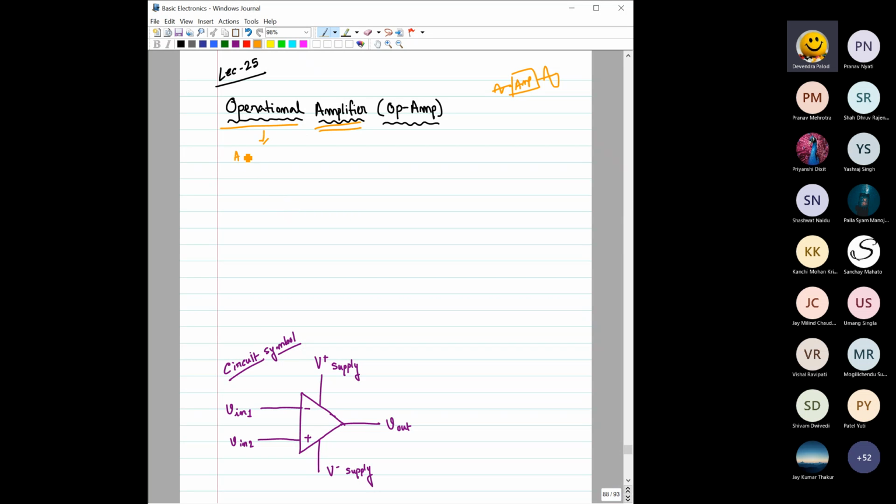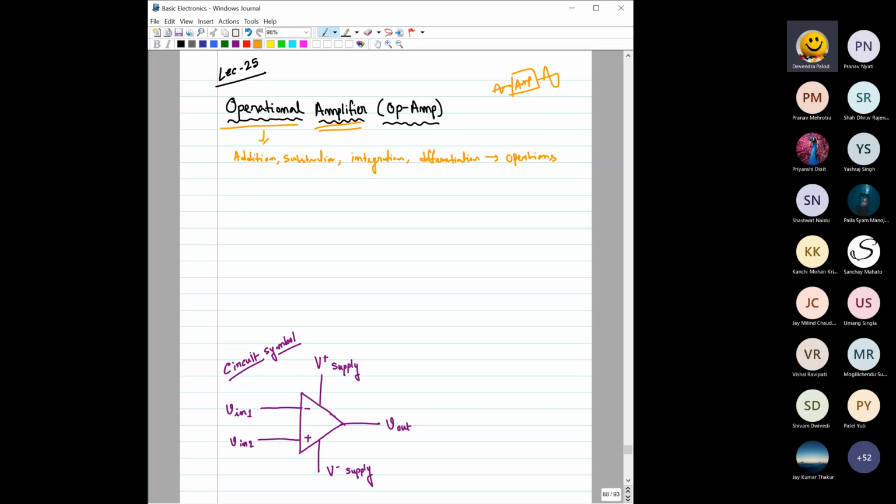Because of addition, and multiplication is just addition repeated a couple of times, subtraction, integration, differentiation, all these operations can be performed using this op-amp. That's why the name is operational amplifier.